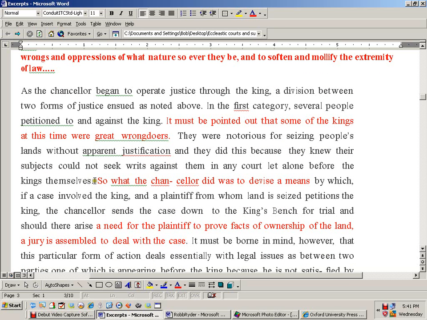So what the chancellor did was to devise a means by which, if a case involved the king, the plaintiff from whom land is seized petitions the king, the chancellor sends the case down to the king's bench for trial, and there, should the need arise for the plaintiff to prove facts of ownership of land, a jury is assembled to deal with the case. And that would have all been done by going to the chancellor, taking your complaint to the chancellor.